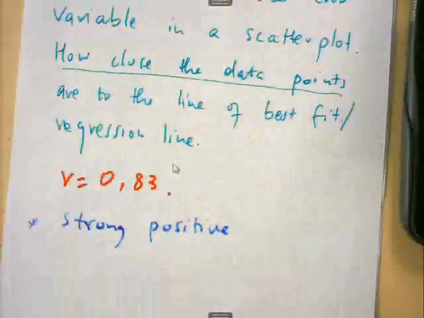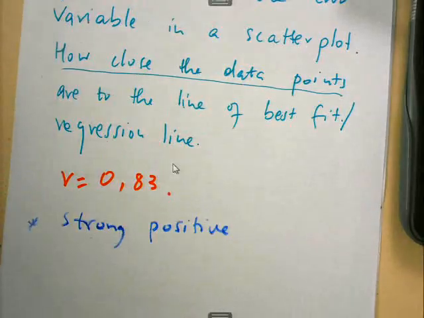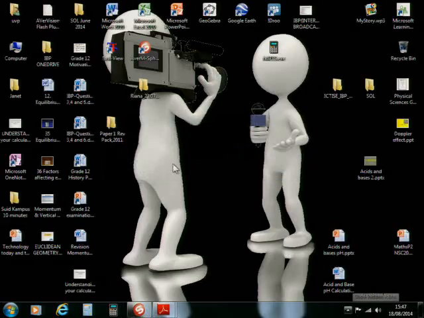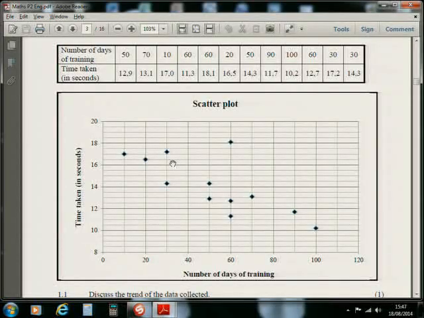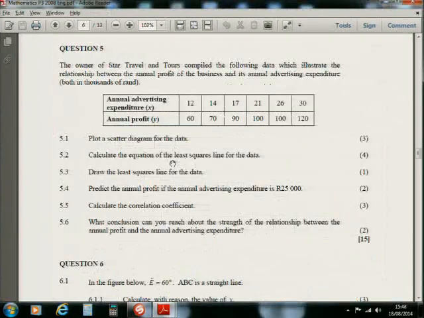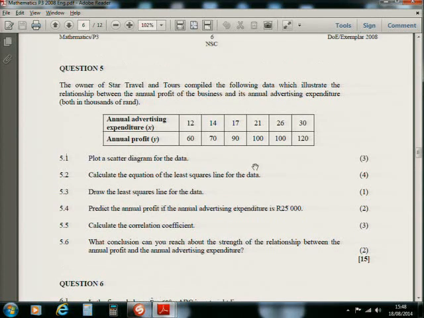Good. I want us to work on this exercise on our own. It's an easy one. It's a very easy exercise that I want us to work on. This is the exercise. Look at it. It's question 5. It's a question that comes from one of the exemplar papers in 2008. Question 5. I want to keep it on the screen.